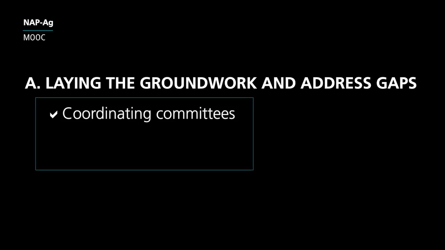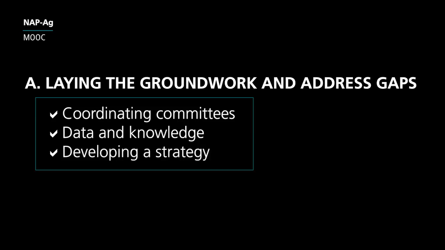Also, to think about questions like, what adaptation activities are already being implemented? What are the gaps in capacity, information, and resources? In practice, examples of outputs from this stage could be establishment of coordinating committees, a synthesis of available data and knowledge, a strategy or a roadmap for the NAP process.